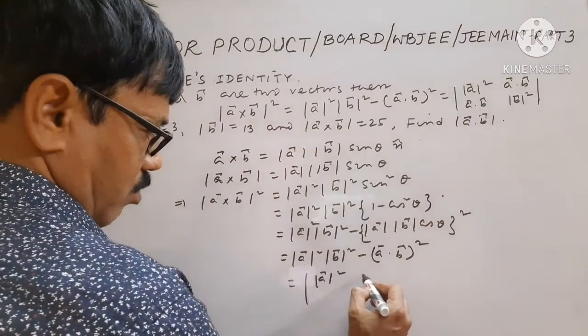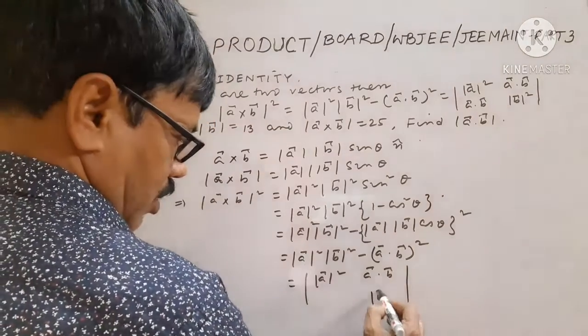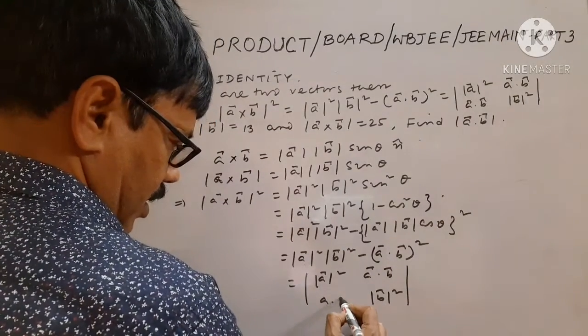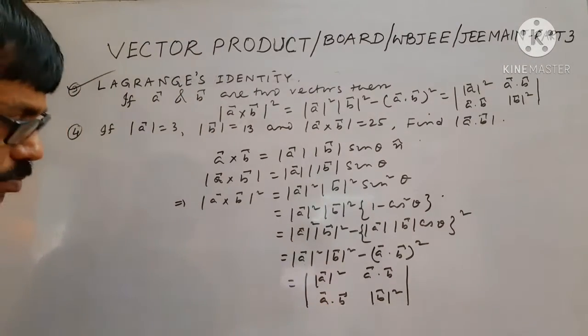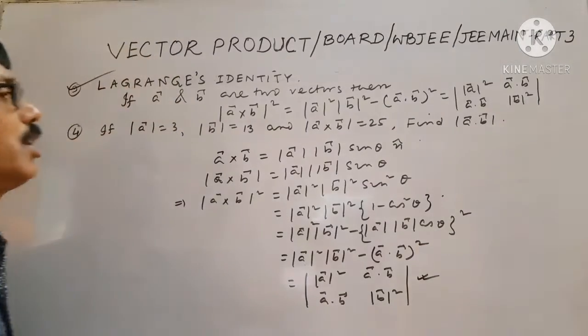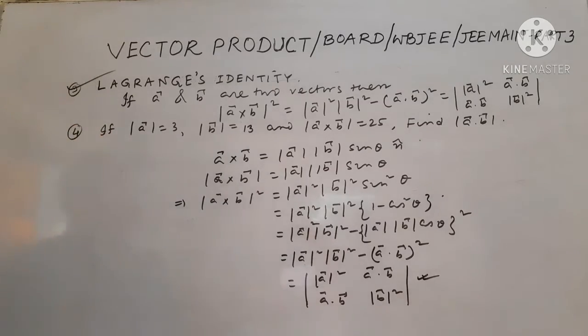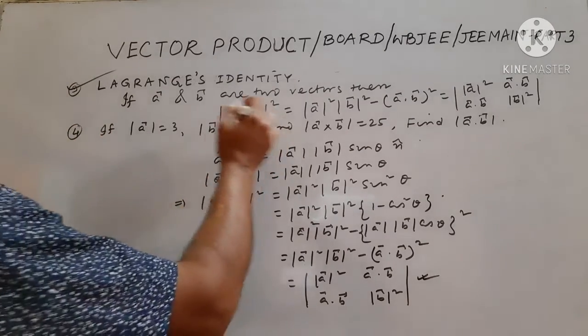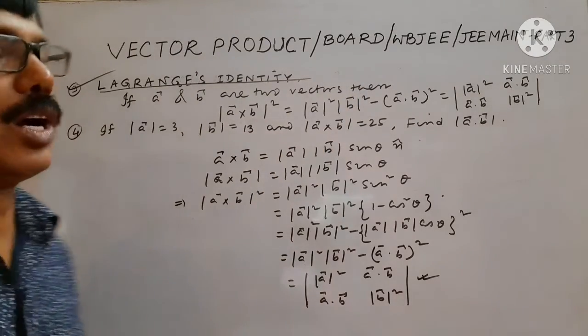Now you can express it in terms of a determinant. This is mod A square, A dot B. This is mod B square, and this is again A dot B. Now the meaning is the same, mod A square mod B square minus this. So a very simple problem. So mod A cross B whole square. So this is called Lagrange identity.